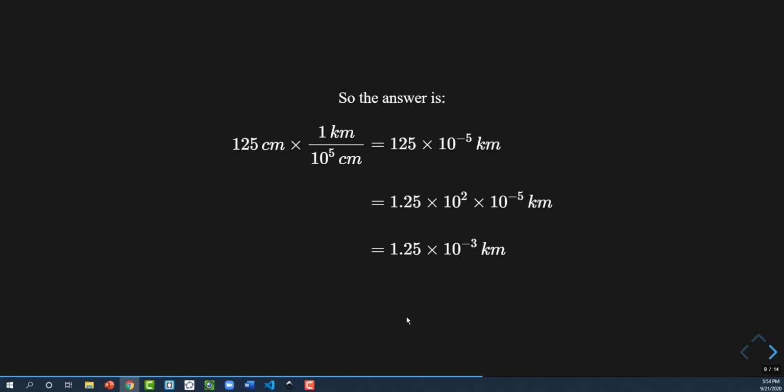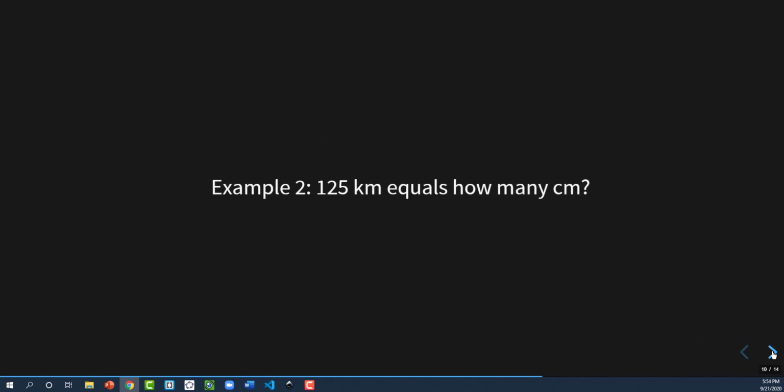All right, that's one example. Let's see if we can do one more, and then we'll just let you practice on your own. We're going to do the same thing now, but start with the kilometer, the long unit, 125 of those, and say, how many centimeters is that? Now intuitively you're saying, oh, this time it's going to be a very large number. Lots and lots of centimeters will be equivalent to 125 kilometers.